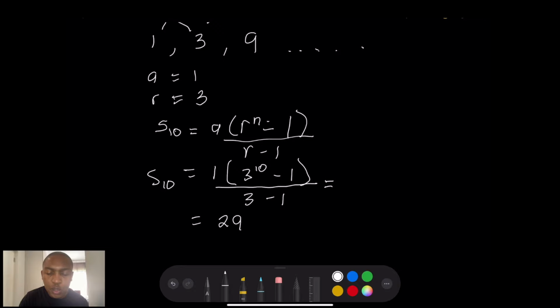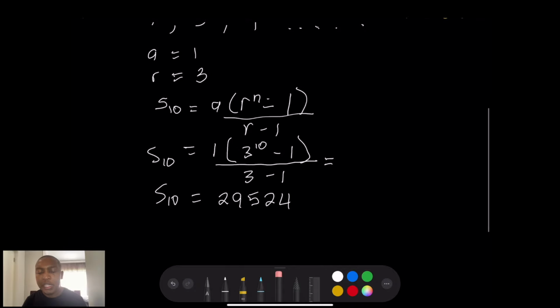So in this case, that's 29,524. Now, what you'll realize here is that every time you're making a calculation, you'll see that the value gets bigger and bigger. Now, we call this a divergent series, okay? We call it a divergent series.